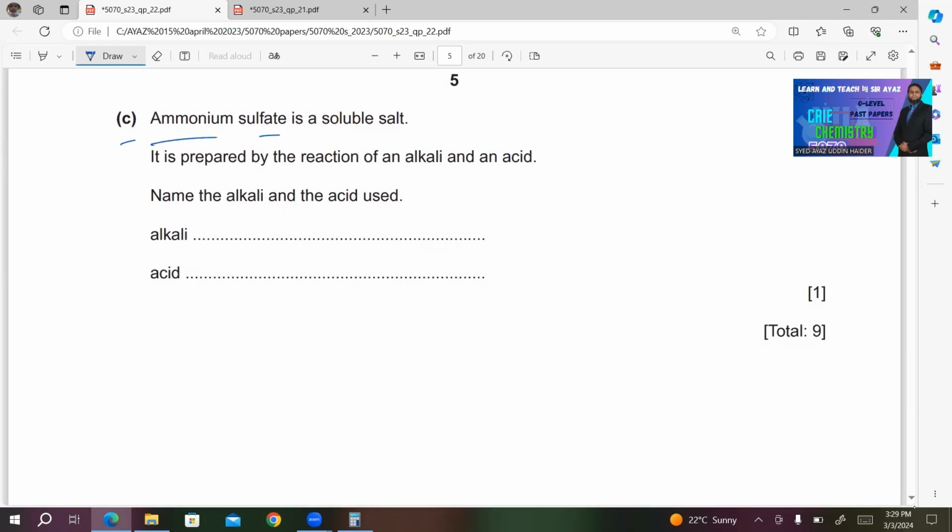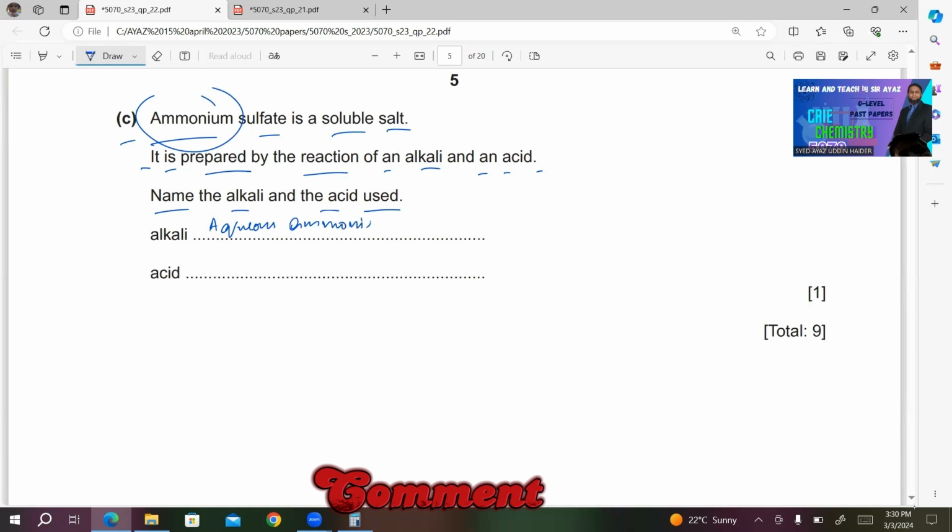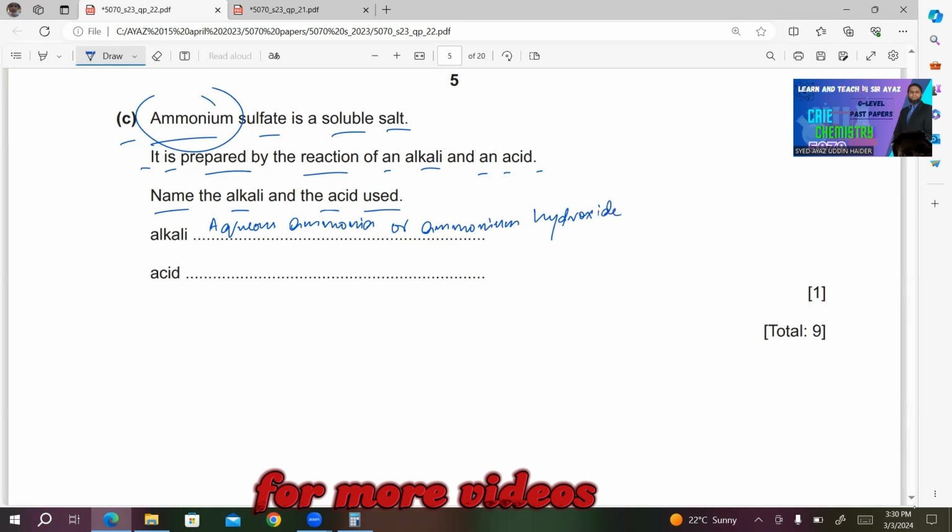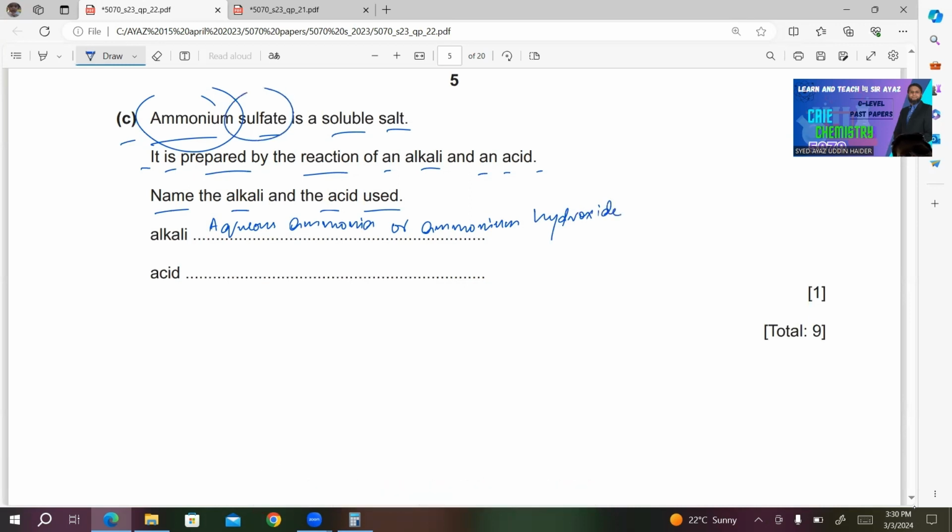C, ammonium sulfate is a soluble salt. It is prepared by the reaction of an alkali and an acid. Name the alkali and the acid used. So for the alkali, you must be taking the one which contains ammonium ion. So it must be either aqueous ammonia or ammonium hydroxide. For acid, it must be containing sulfate ion, so it's sulfuric acid.